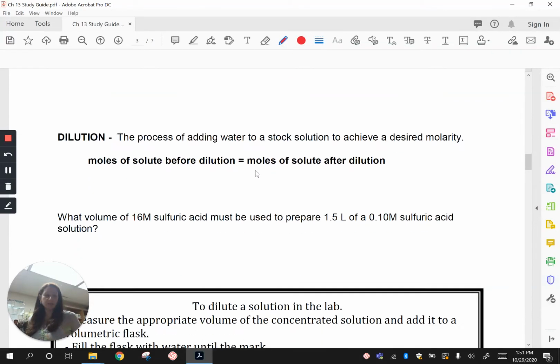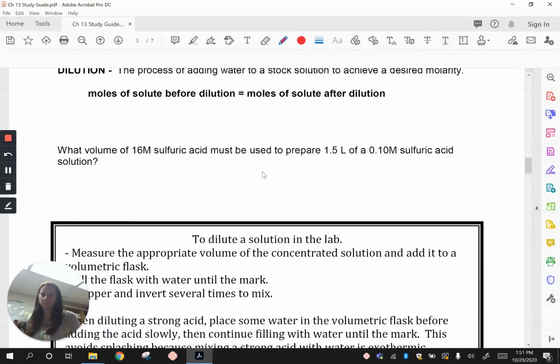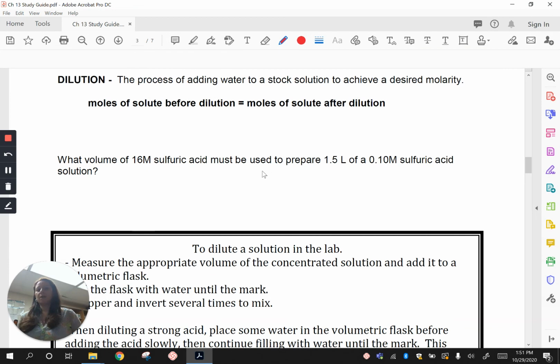Okay, the next topic is dilution. Dilution is the process of adding water to a concentrated solution to make it less concentrated. And the equation for dilution is M1V1 equals M2V2. Now let's talk about what this means.